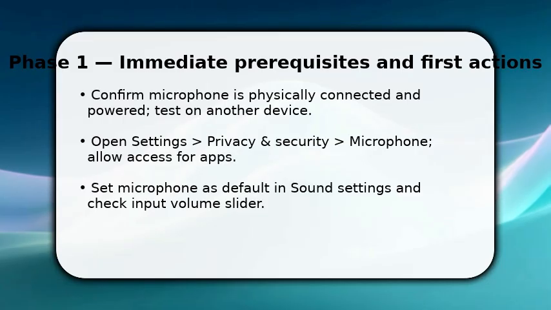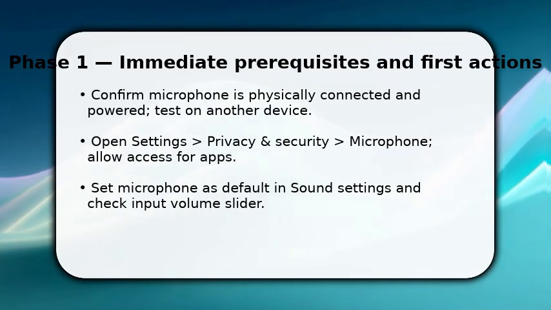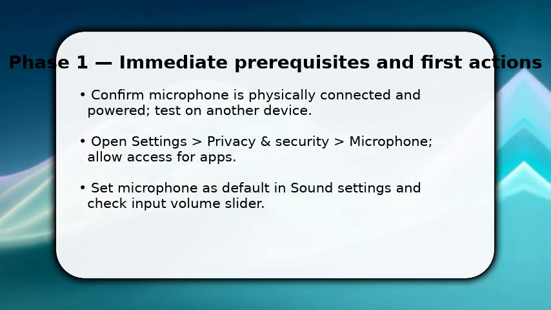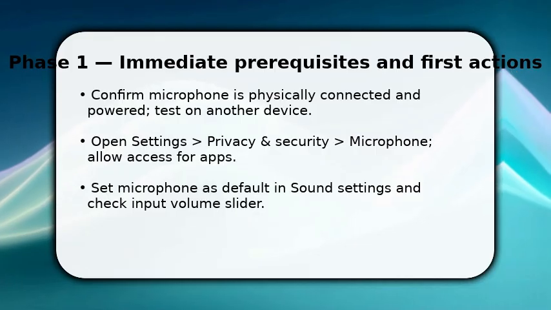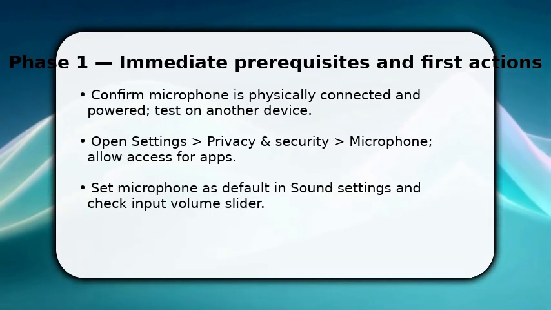You start by confirming the hardware works and permissions are granted. Plug the mic into the same port or test it on another device to rule out hardware failure. Once done, open Settings, go to Privacy and Security, then Microphone, and allow access for apps that need it.